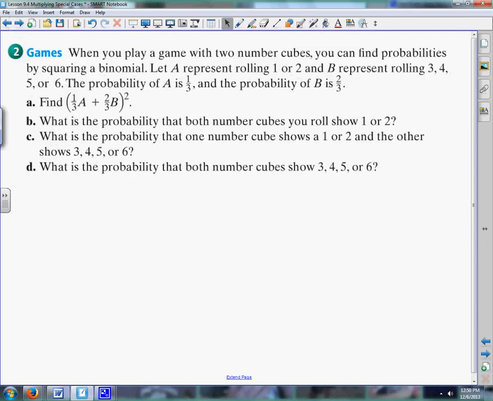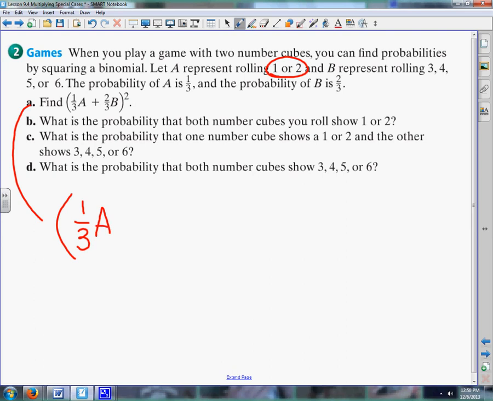So when you play a game with 2 number cubes, so 2 dice, you can find probabilities by squaring a binomial. Let A represent rolling a 1 or 2, and B represent rolling a 3, 4, 5, or 6. The probability of A is 1/3, and the probability of B is 2/3. So what they did is they said, okay, the probability first, I want a 1 or 2. That would be 2 out of 6, which is 1/3.